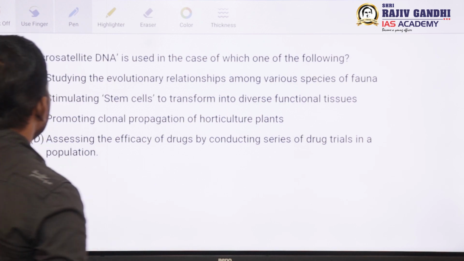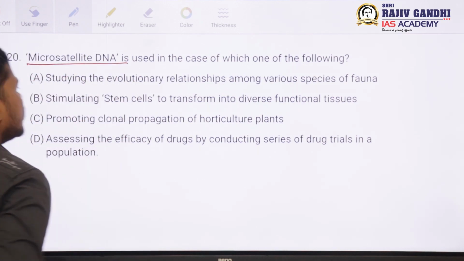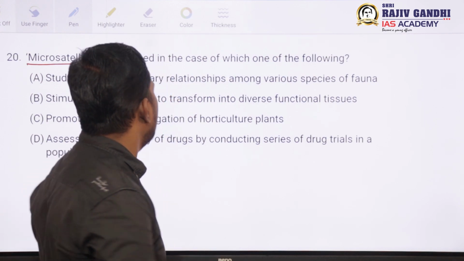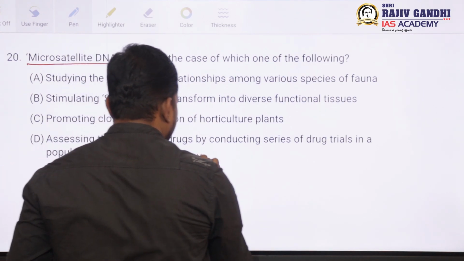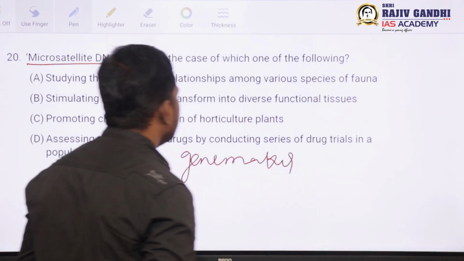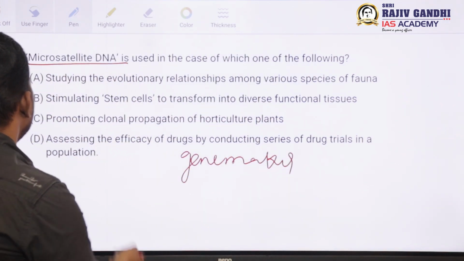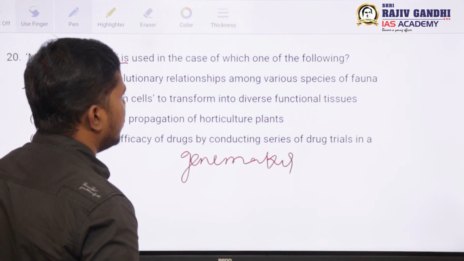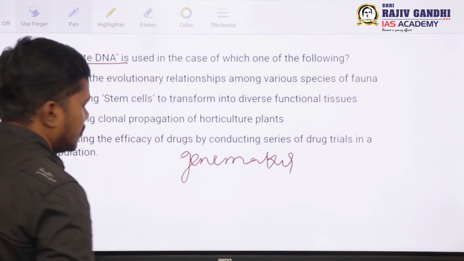Then the 20th one, microsatellite DNA. Microsatellite DNA is one of the most famous and versatile gene markers with a myriad of applications, especially in biological evolution. So option A, studying the evolutionary relationship among various species of fauna.